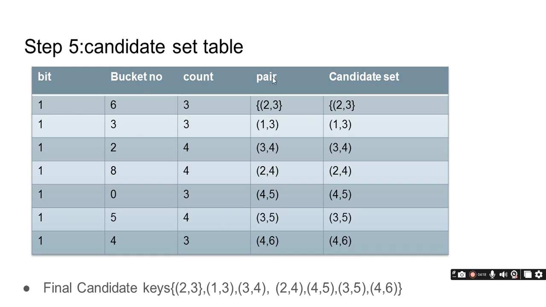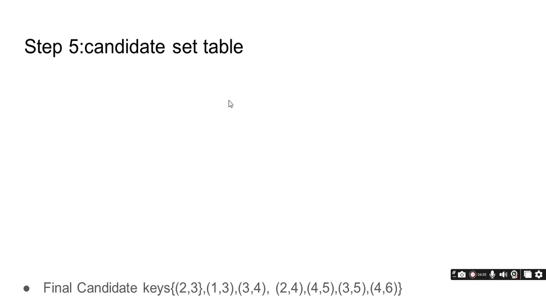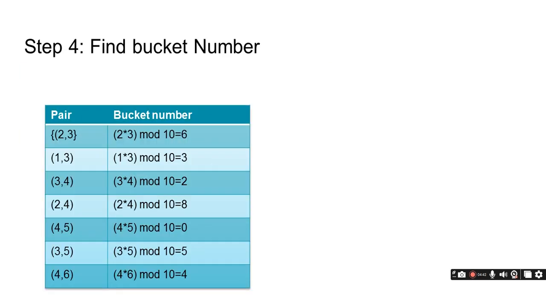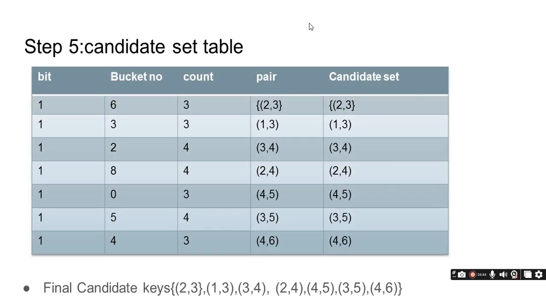Okay, how to make this table? First you will write down your 5 columns, that is your bit, bucket number, count, pair and candidate set. So I'll try to find out what is my pair. I have already included all my 7 pairs over here, as you can see. What was the count? The count of those pairs we get from step 2, this step. That is how many times this particular pair has come. So you are getting this from that, and you will include it over here.